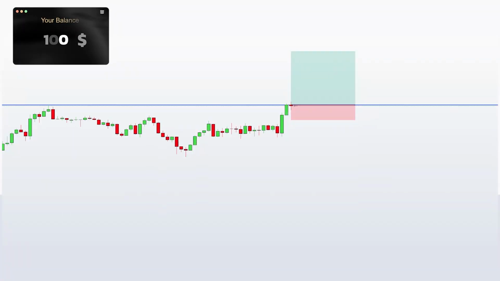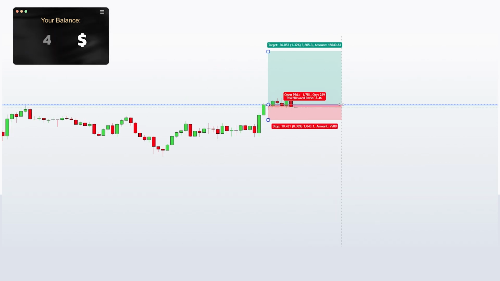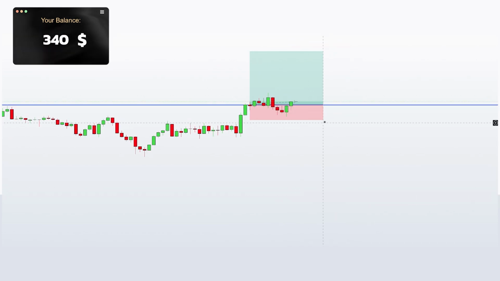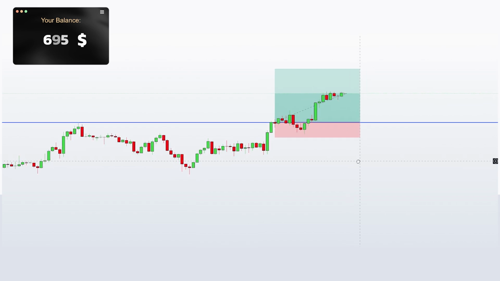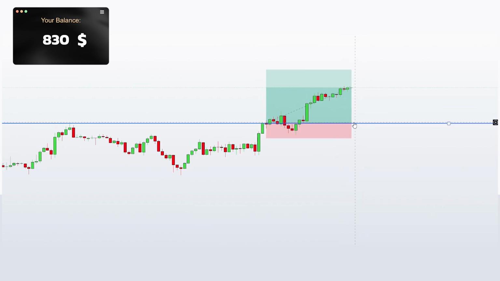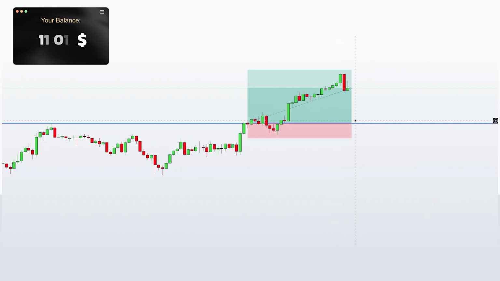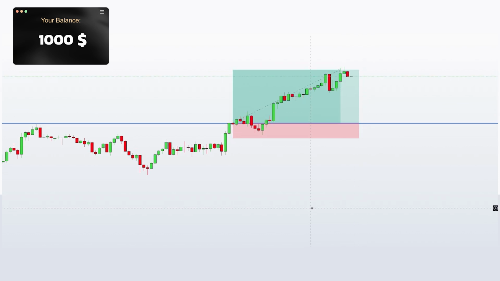So the breakout of levels allows you to take strong movements with minimal risks, which makes it one of the most effective strategies to quickly increase your deposit. But that's not all. There is another strategy that allows you to accelerate your deposit using a completely different approach.